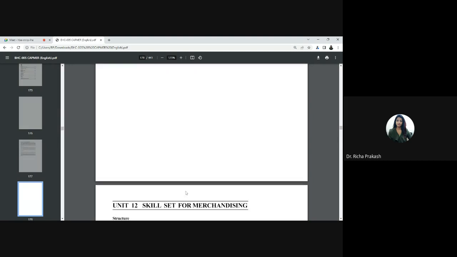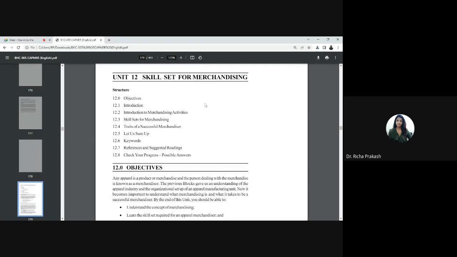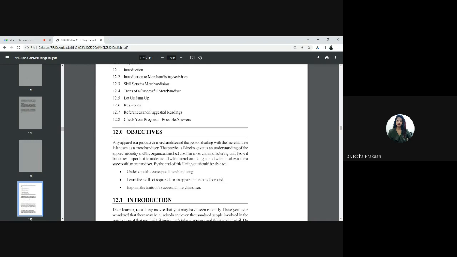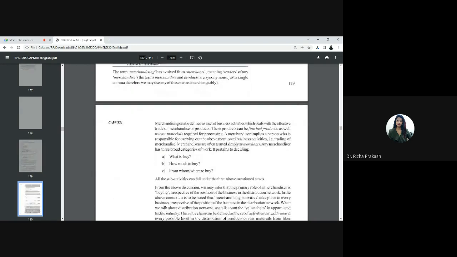Now, the first unit of this block, Unit 12, is about skill set for merchandising. So we have talked about who is a merchandiser, what is the meaning of merchandise, it is a product or a commodity, what is the process of merchandising, and all these things. Now, there are many qualities that a merchandiser should have. So that's something that carries forward the whole merchandising process. Those qualities of the merchandiser, the good qualities, I would say. And there are other skill sets for merchandising that he or she should have. So we'll talk about those skill sets.